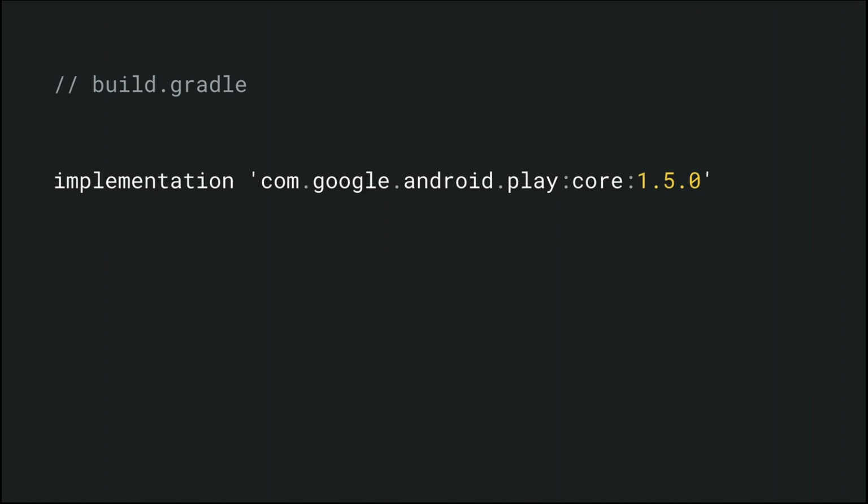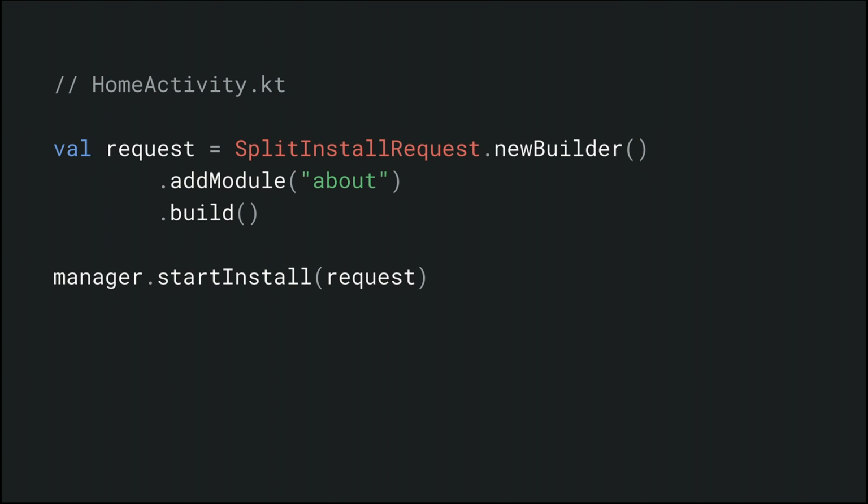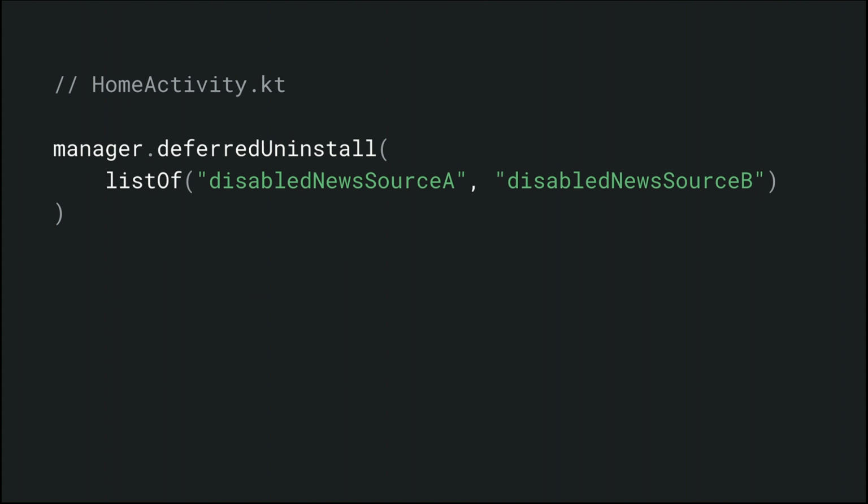Our modularized architecture will allow us in the future to dynamically install modules as we need them. This works by depending on the Play core library and making use of its functionality. We can request dynamic feature modules as they are needed and start installing them. Also, if users disable features for a longer time, we can easily uninstall them if they're no longer needed.